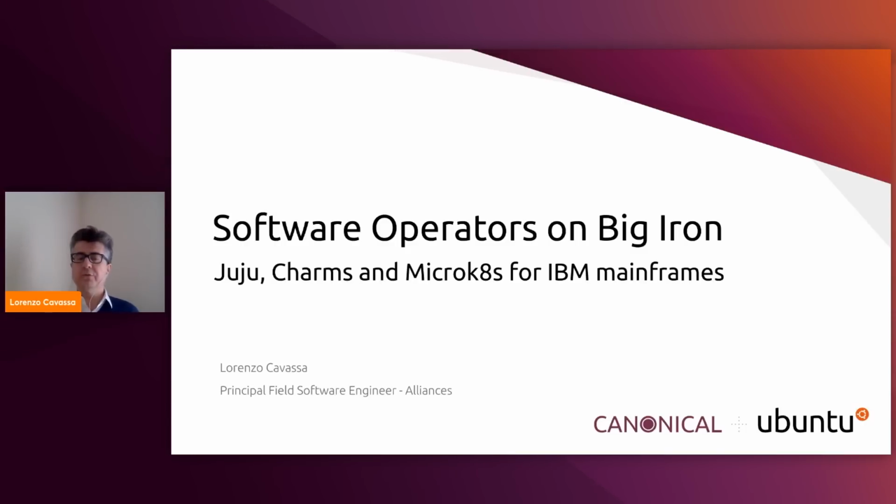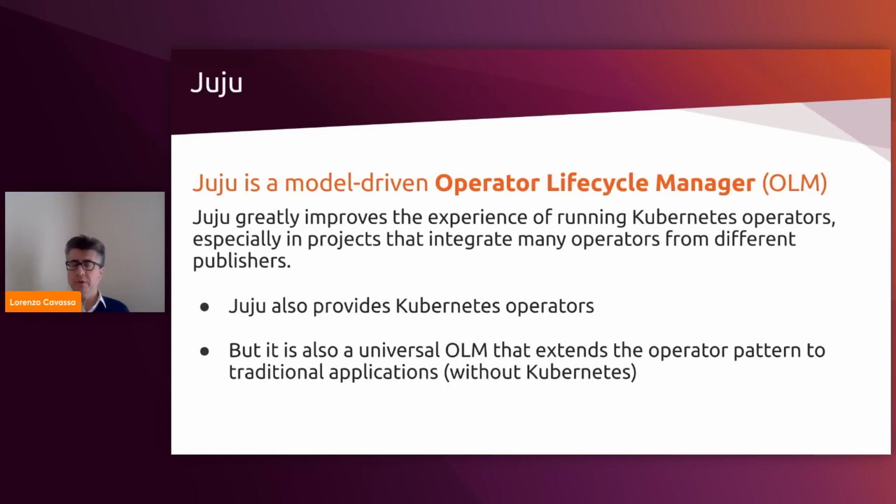I am a field software engineer in the Alliances team in Canonical. Today, I'm going to talk to you about software operators on Big Iron, which means Juju, Charmed Kubernetes operator, and Microk8s for IBM mainframes, IBM LinuxONE and zSystem machines. First of all, Juju. What is Juju? Juju is a model-driven operator lifecycle manager.